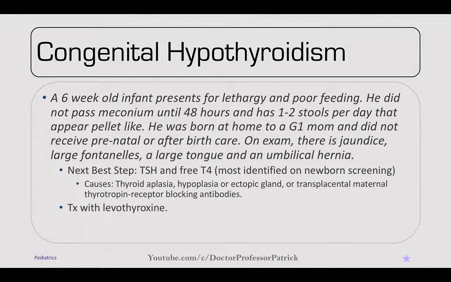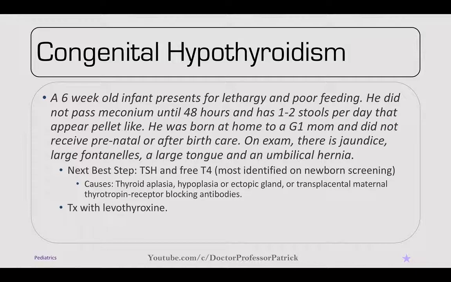So for congenital hypothyroidism, we've got a case of a 6-week-old infant who presents for lethargy and poor feeding. He did not pass meconium until 48 hours and has had 1 to 2 stools per day that appear pellet-like. He was born at home to a G1 mom and did not receive prenatal care or after-birth care. And on exam, there is jaundice, large fontanelles, a large tongue, and umbilical hernia.